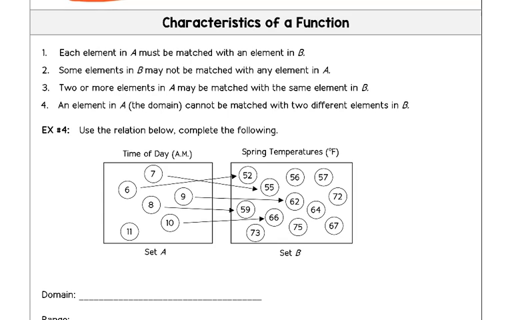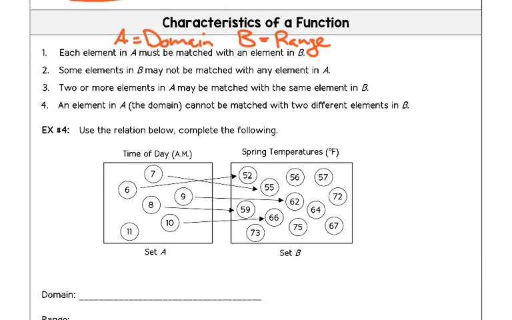For number 1, we see that each element in A, remember A is our domain and B is our range, has to be matched with an element in B. So you can't have someone in A who is all by himself and doesn't match with anyone. That breaks the function.